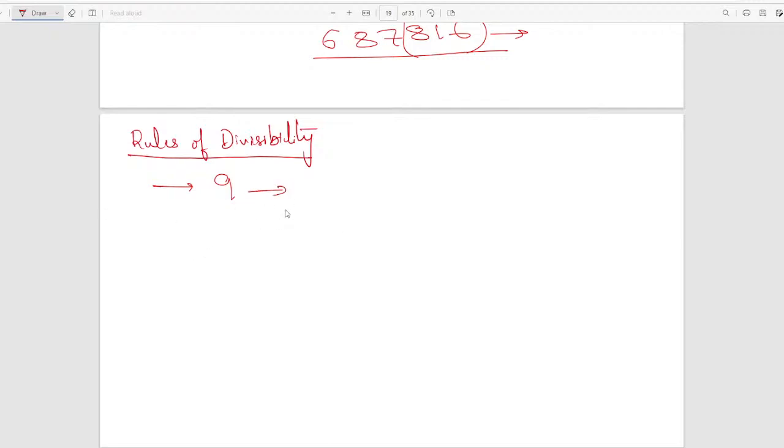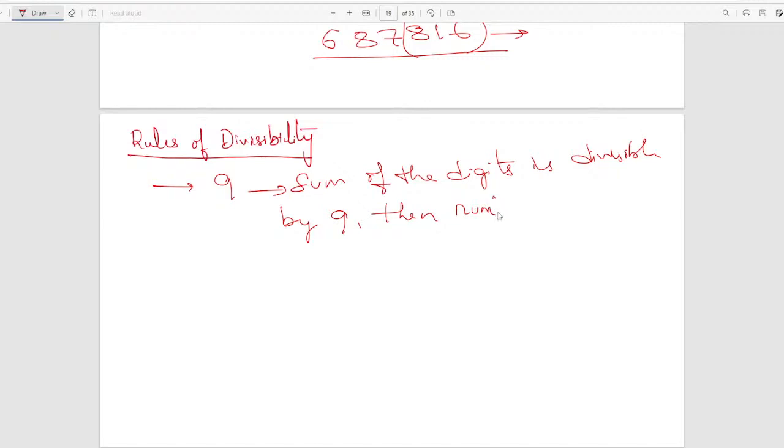So for 9, if the sum of the digits is divisible by 9, then the number is divisible by 9. For example, 27: 2 plus 7 is 9. So this number 27 is divisible by 9.